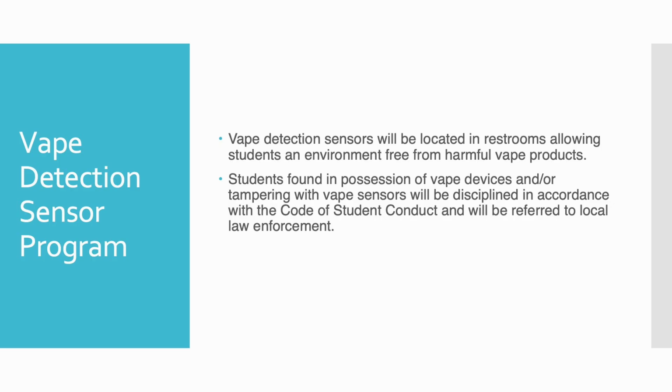Next slide, we have the vape detection sensor. The vape detection sensors are located in all the restrooms, which allows students to be in an environment free from harmful vape products. Students that are found in possession of these devices, discipline can be assigned according to the whole district.